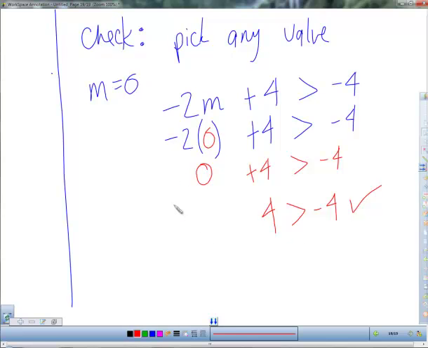So if this is a true statement, then we know that we did this correctly. This right here is going to help catch your errors if you forget to flip the sign when we multiply or divide by a negative. So you need to make sure that you are checking your work. Pick a number that is true and then plug it back in.